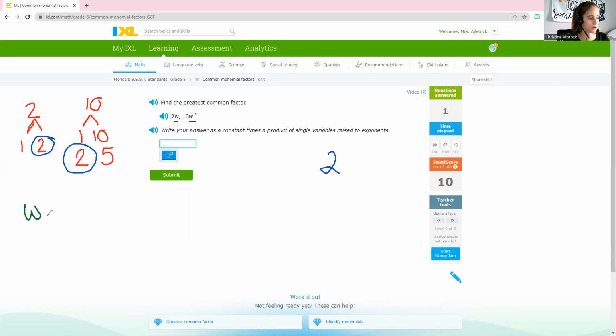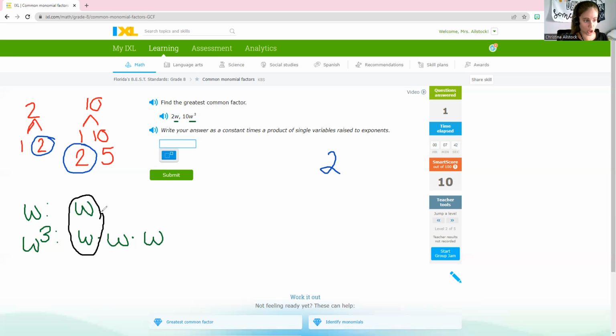So for the first one, for W, we just have one single W. But for W cubed, that's 3 different W's. So what is the most that they have in common? Well, the most that they both are each able to have in common, that they both can give, is just one single W. If we relate that back to that little trick that I told you, this matches up again.